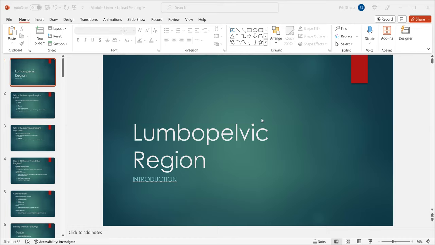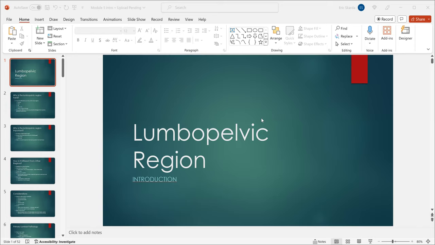So what we're going to do today, we're going to start going through the introduction stuff to the lumbopelvic region. This is typically the stuff that we would do Friday afternoon during the module. The hope is that we'll be able to get a little more lab time when we're going through this stuff ahead of time. We'll see if we have to refer back to this stuff during the course itself, which is definitely a possibility.